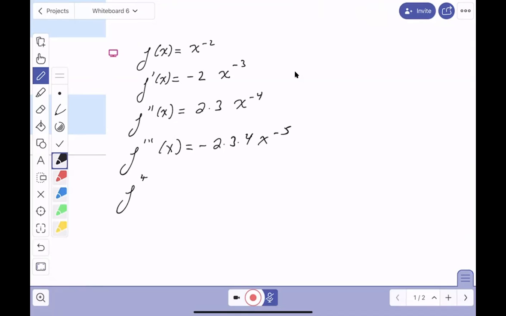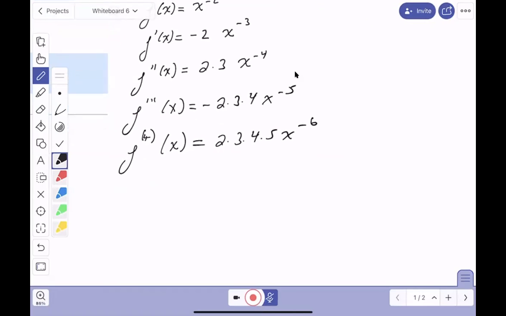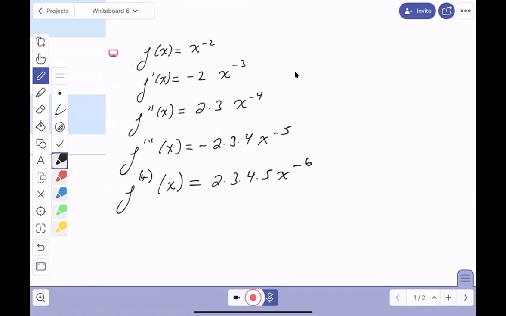Now, when we exceed 3, we use a numeral 4. Remember, it's really hard to count hash marks. What's this going to be? 2 times 3 times 4 times 5, x to the minus 6. Now, by the way, you could do this all day long, but I'm starting to realize I may have a pattern here.